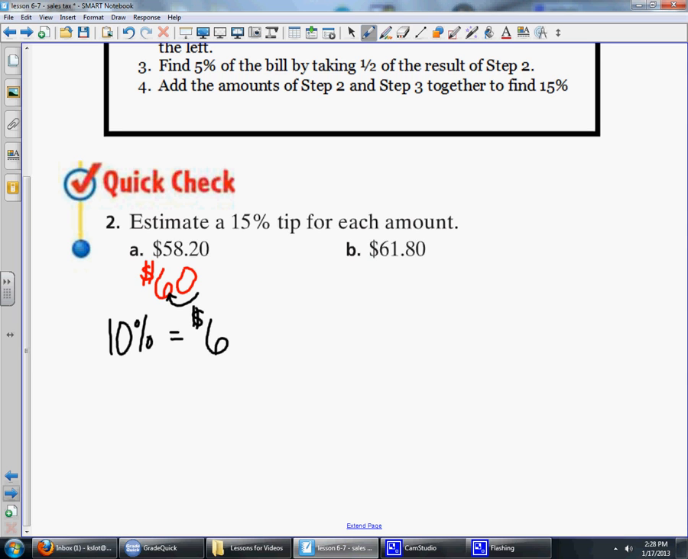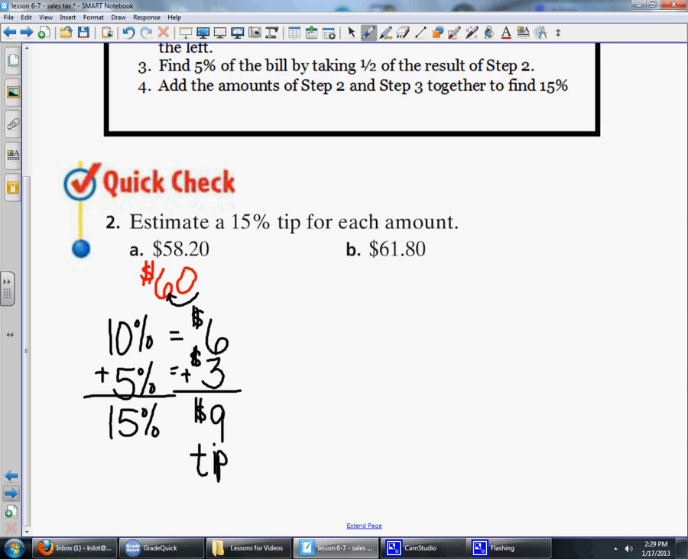Now, if I want to leave a 15% tip, I know that 10% plus 5% would equal 15%. So if I take 5% or half, because 5% is half of 10%, if I take half of 6, a 5% tip is $3. So in my head I could add that together real quick and know that I would leave a $9 tip for my waiter. That's an estimate.